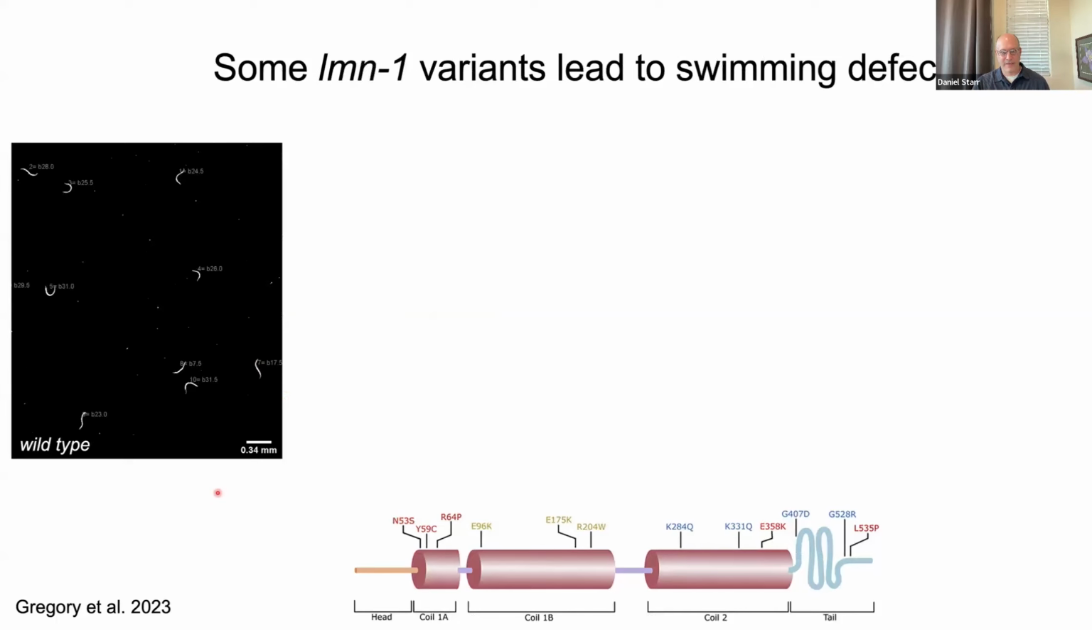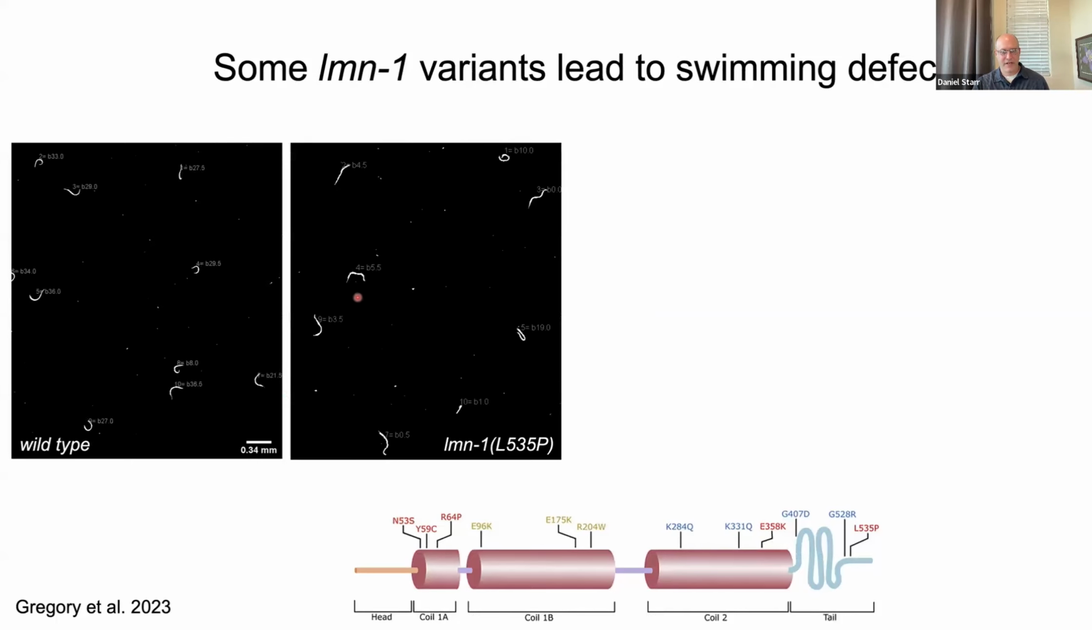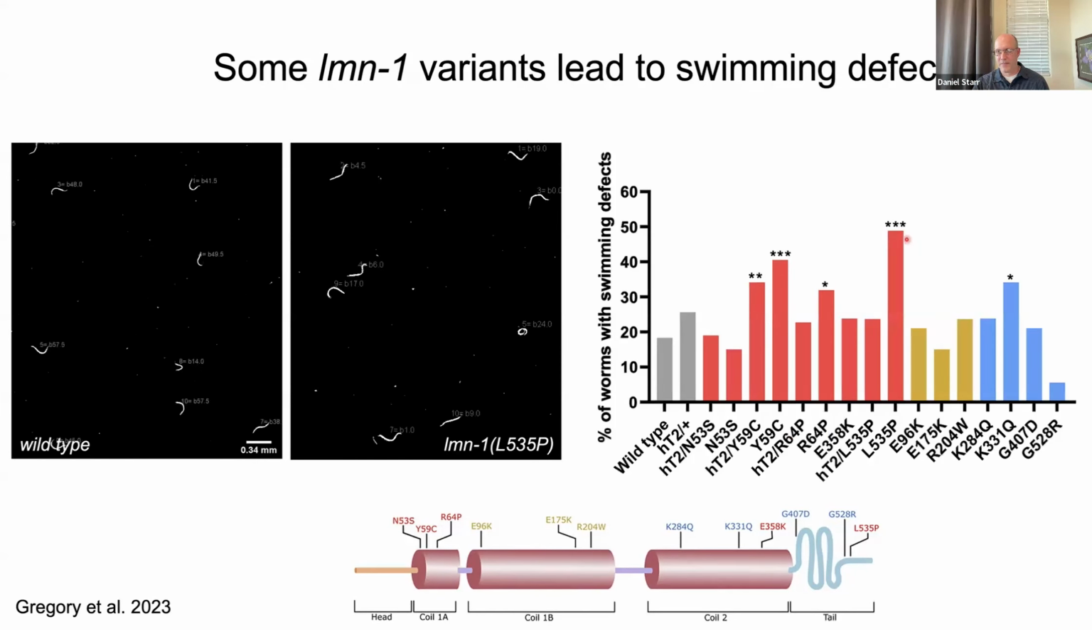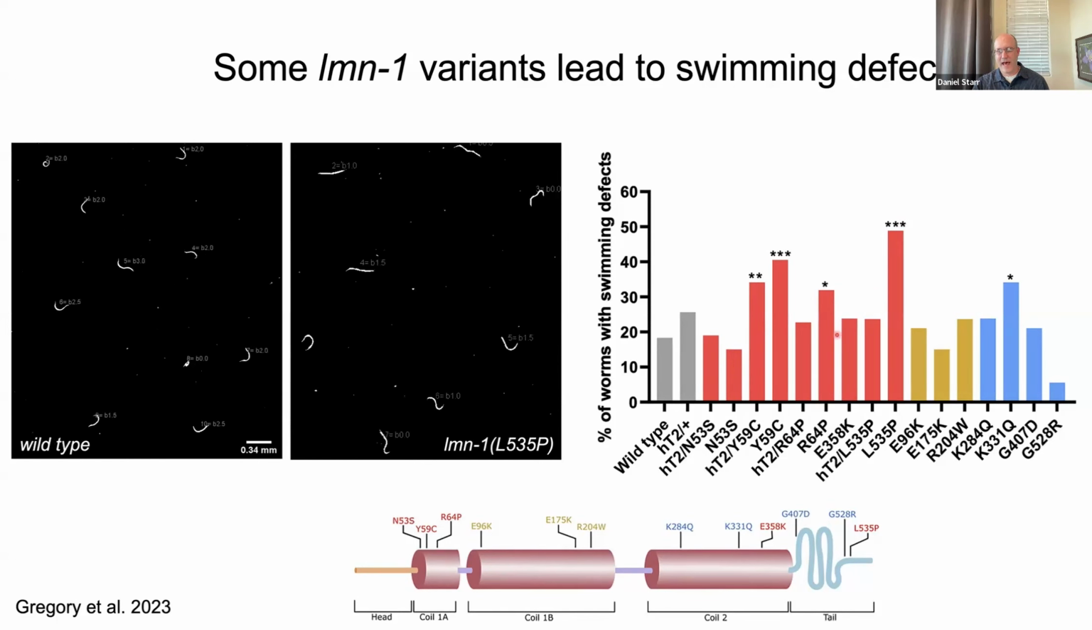And you can see in some lamin mutants, this worm is just not swimming very well. There's severe defects here related to swimming. And we can quantify this all. And the mutants that had the worst swimming defects were also the mutants that are linked to the severe pathologies in the patients.